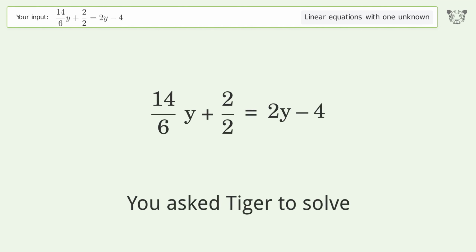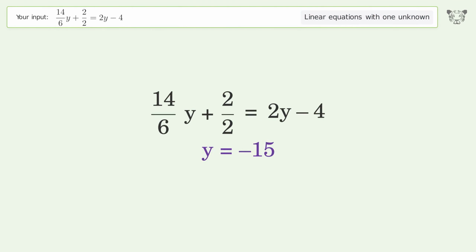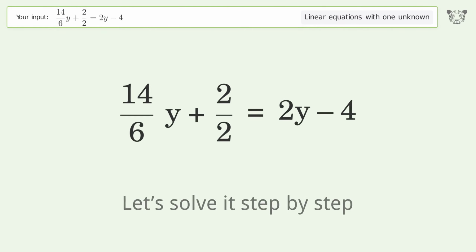You asked Tiger to solve this. It deals with linear equations with one unknown. The final result is y equals -15. Let's solve it step by step.